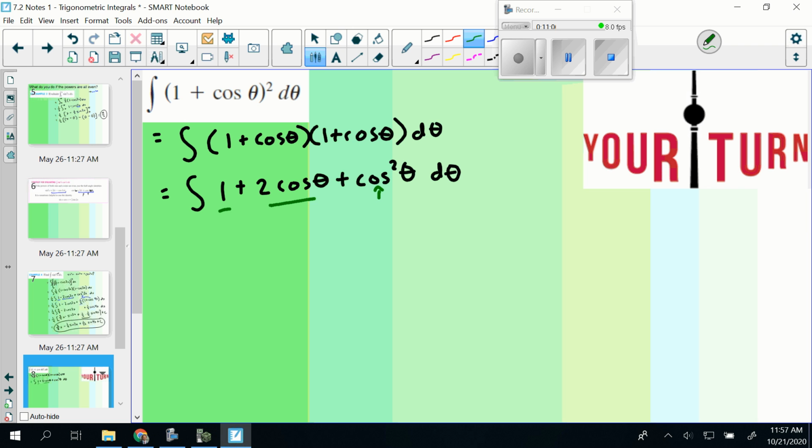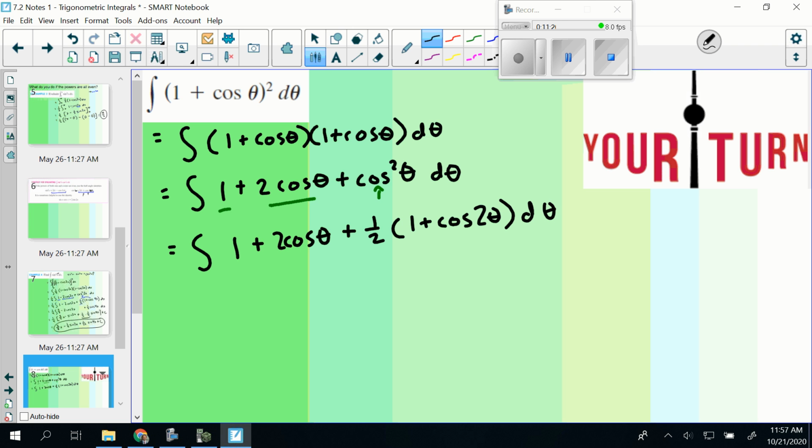Here's the problem one. That's where you had to make the substitution. So that substitution should turn into 1/2 times 1 plus cosine 2 theta d theta. Before we do that antiderivative, let's distribute that kind of like we did in the last problem. So we got 1/2 plus 1/2 cosine 2 theta.